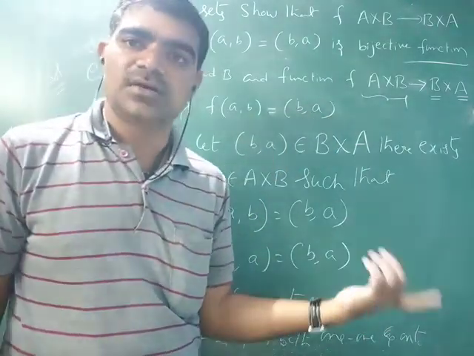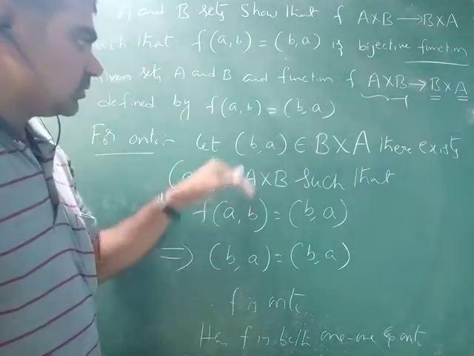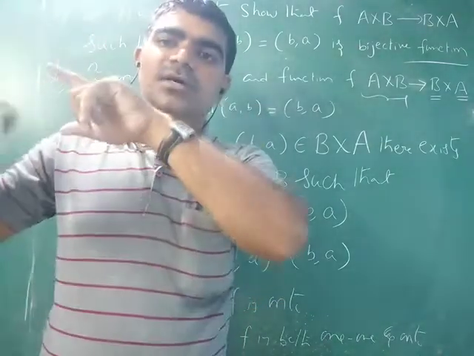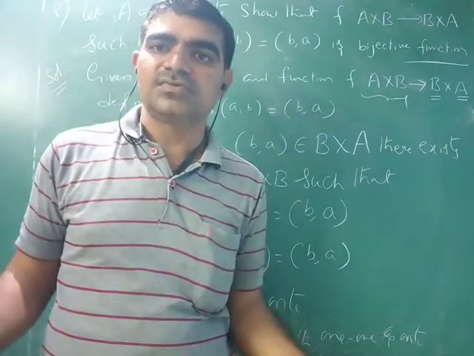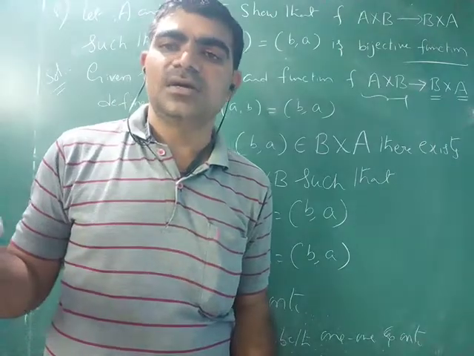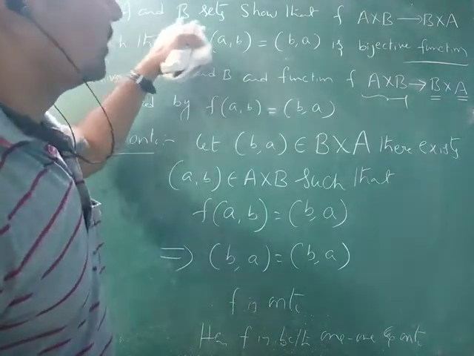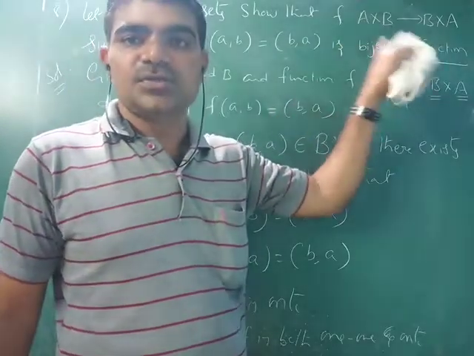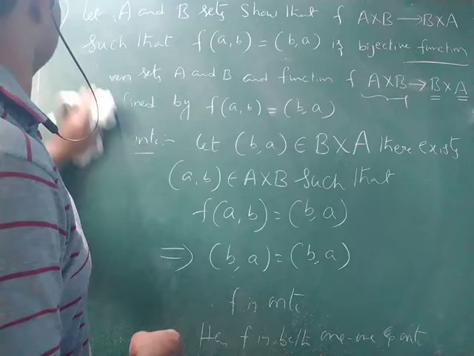So b equals b, a equals a. That's why f is onto. For every element in the codomain, there exists a pre-image in the domain. So hence f is onto. Hence f is bijective. So this function is a bijective function.